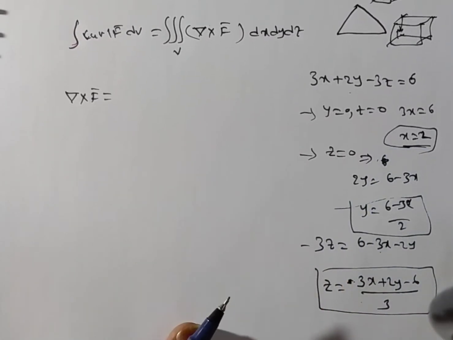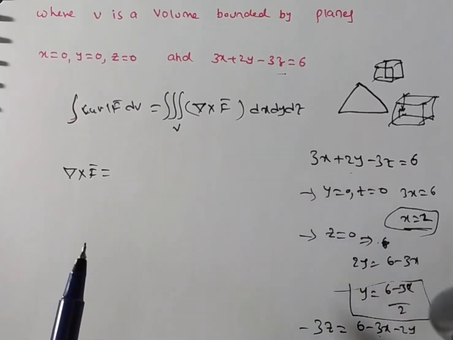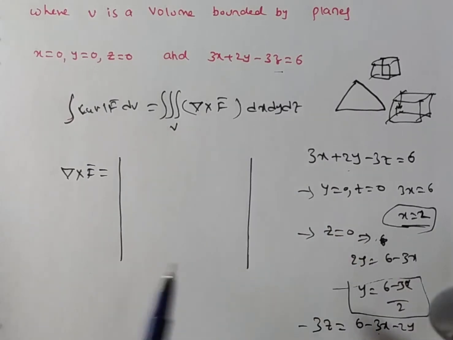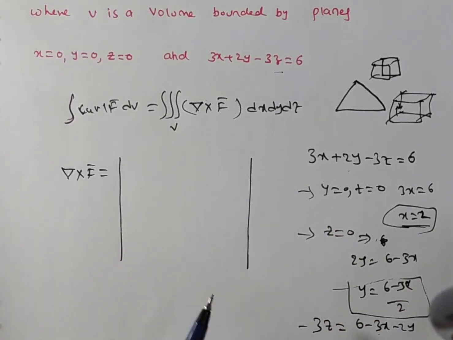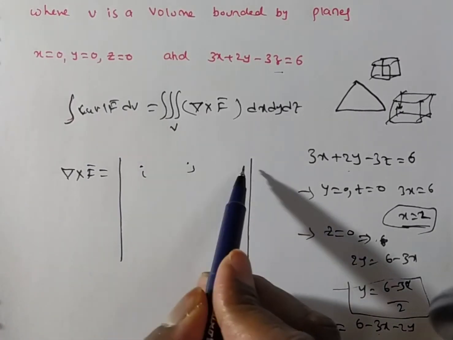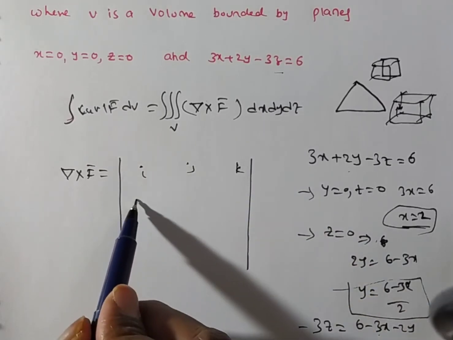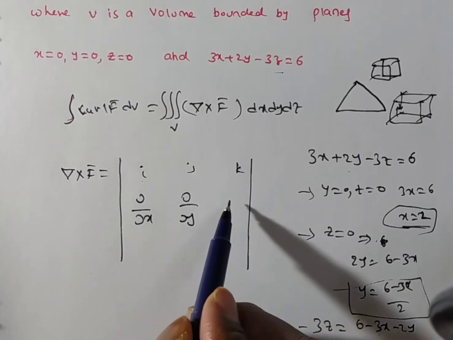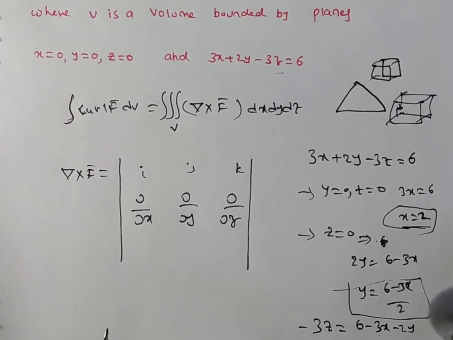Right. Now what do you need to find? We need to find del cross f bar, which we denote as curl f bar. Del cross f bar is the determinant with rows i, j, k; then the i quotient is in del, that is ∂/∂x, the j quotient is ∂/∂y, and the k quotient is ∂/∂z.